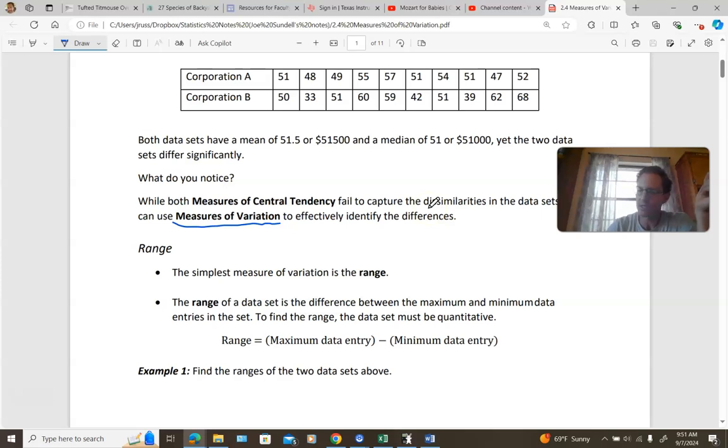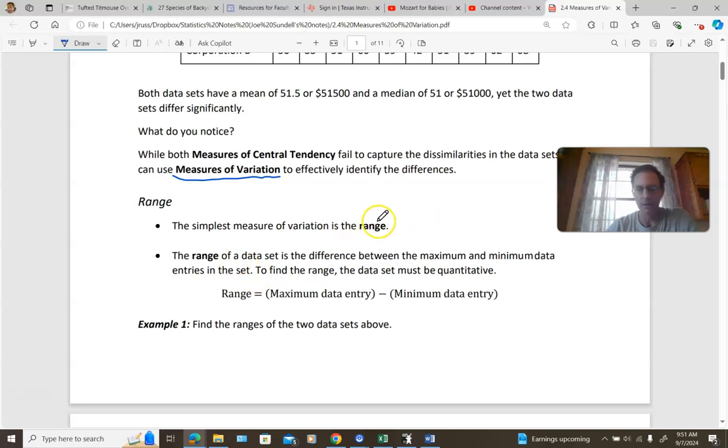And the first statistic that we're going to look at, and that's used to quantify how spread out a data set is, is called the range. Okay, and the range is pretty straightforward, guys. It's just like you would think. It's going to be the difference between the maximum and the minimum data value of each data set. So the range is equal to the maximum minus the minimum.